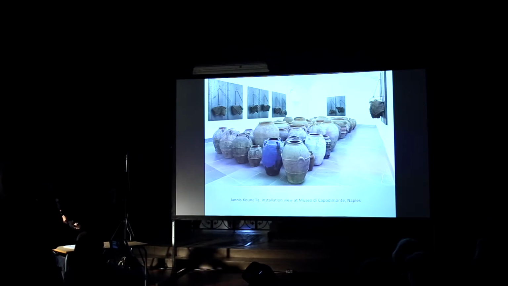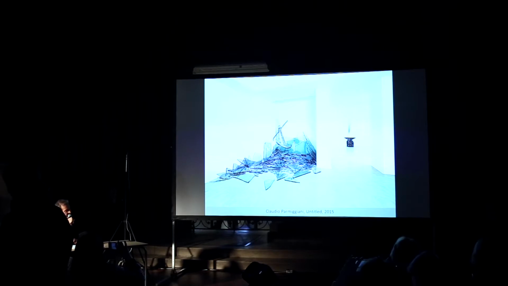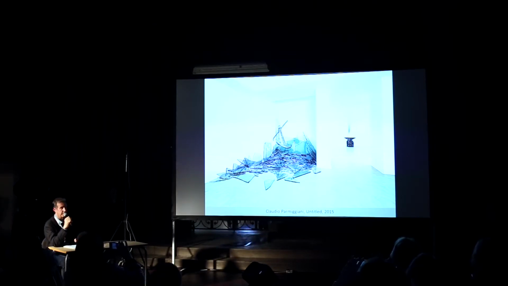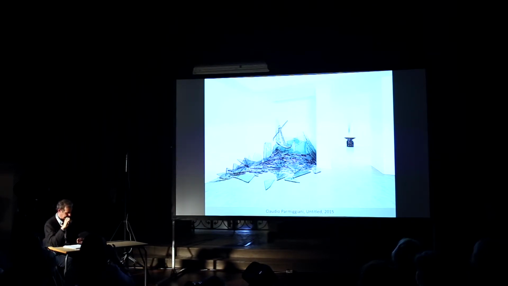Okay, so that was Yannis Kounellis. Then Claudio Parmigiani, which is another artist from the 70s, but a little younger than the Arte Povera generation group. And here you have a clear idea that the fragment has lost even its reference to history. It's just become a real destruction of it, a rubble, as Marc Auger says in his text.